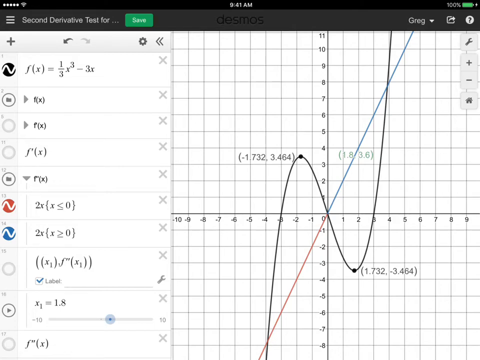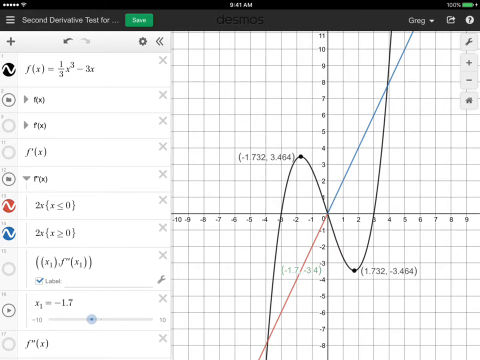If we look at the negative square root of 3, what we can see is that the values of the second derivative down here are all negative. So the second derivative tells us that the graph is going to be concave down. If we have a critical point on a section of a graph that's concave down, it is obviously going to be a maximum.